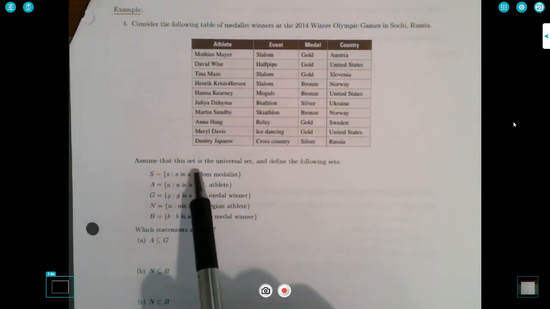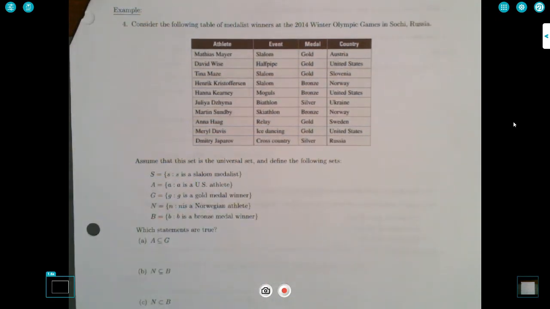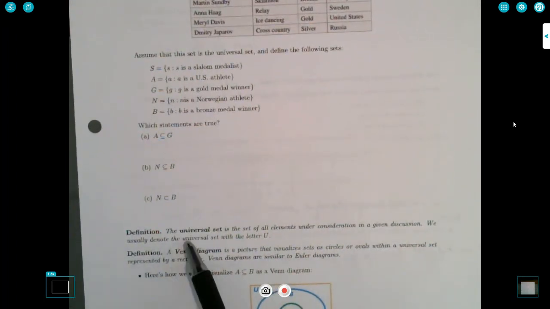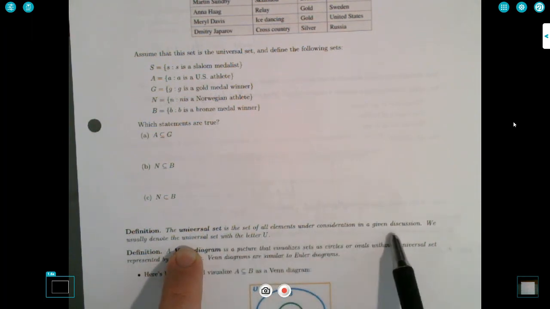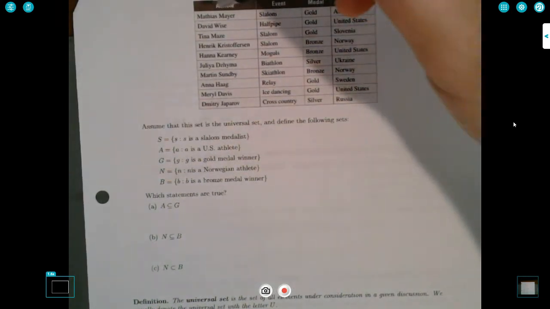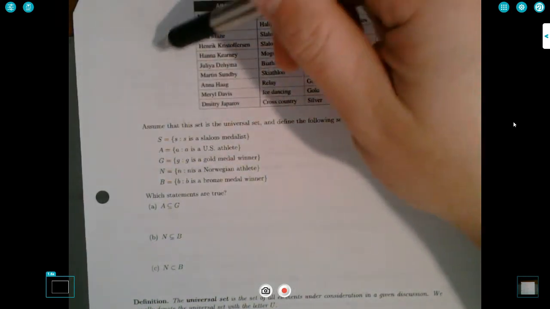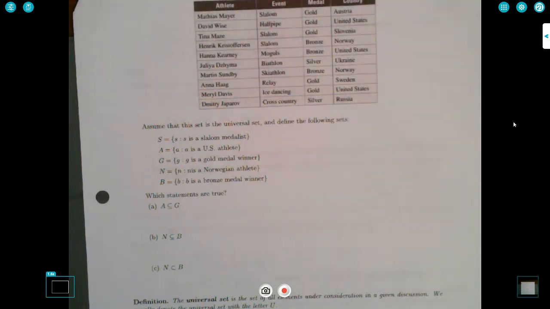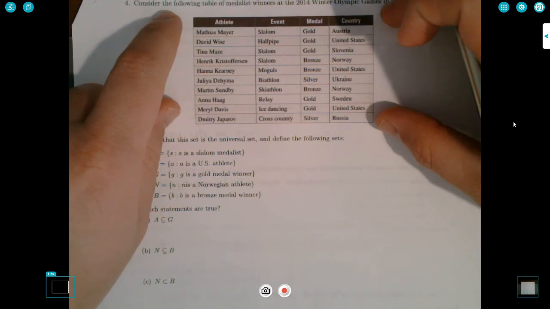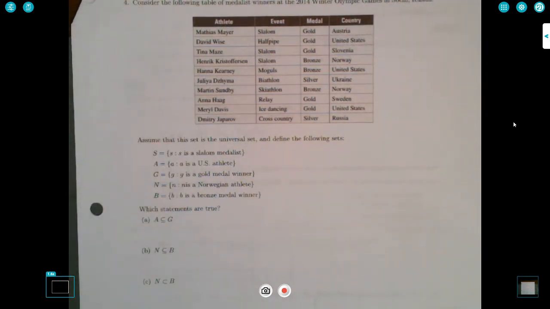It says, assume that this set is the universal set and define the following sets. Well, first of all, what do we mean by the universal set? I should have written this definition sooner, but the universal set is the set of all elements under consideration in a given discussion. And we usually denote the universal set with the letter U. So when this says, assume that this set is the universal set, what we're saying is that we're assuming that these are all of the athletes that exist, right? We know that there are other athletes in the world, right? But these are the only ones that we're going to consider for this example. And so this is the universal set. Okay? All right.